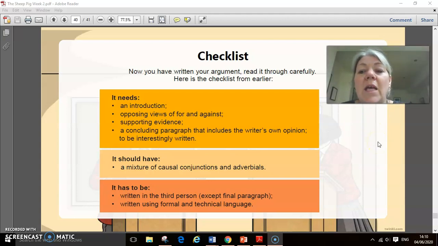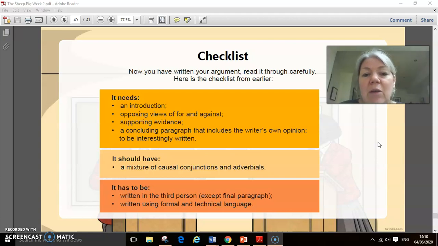Right, so it's all written. The discussion text is done. The balanced argument has been concluded. So now you've written it and you've read through it carefully and you've checked for your punctuation and your spelling and your grammar, and does it all flow nicely? Does it read nicely? Have I used that technical language in there?